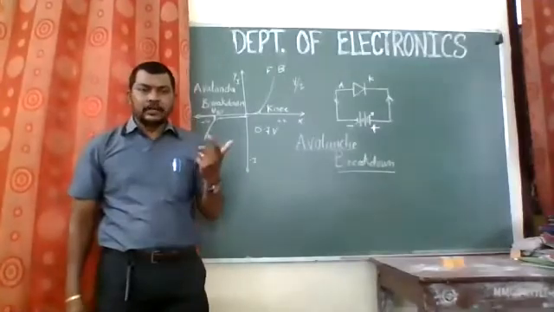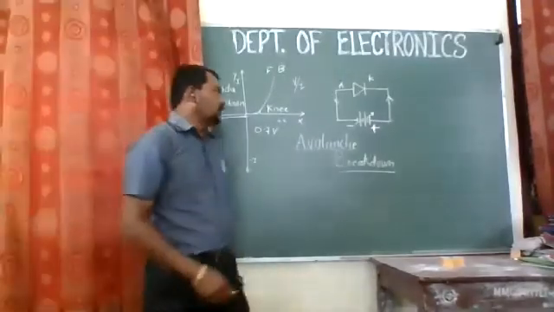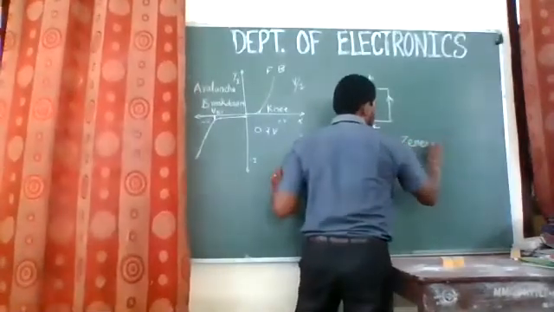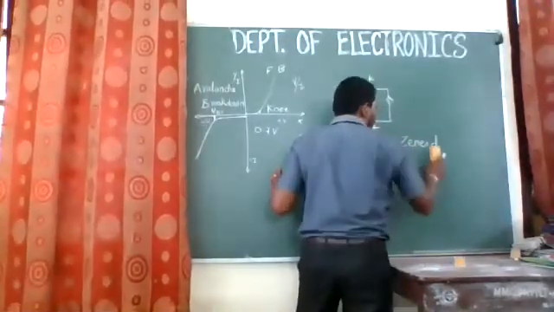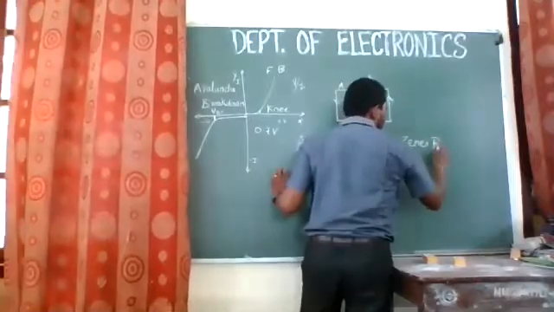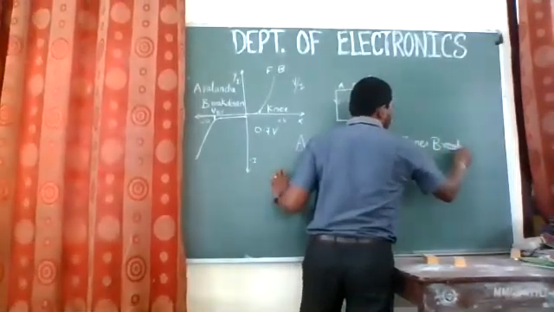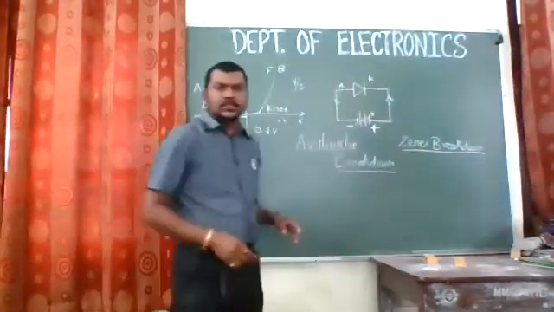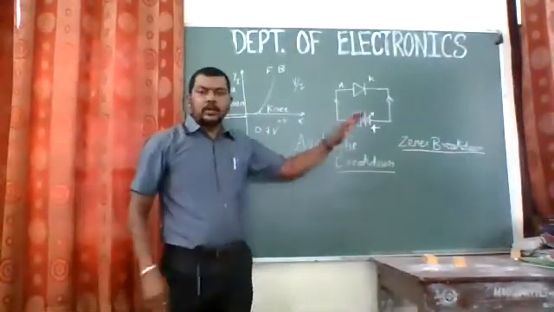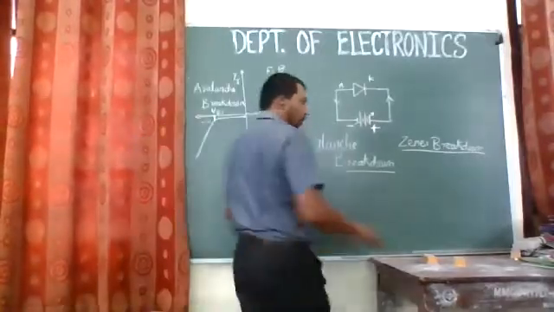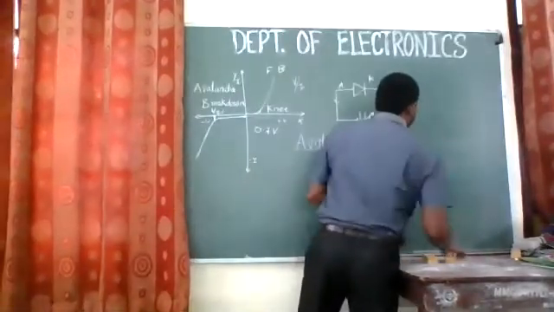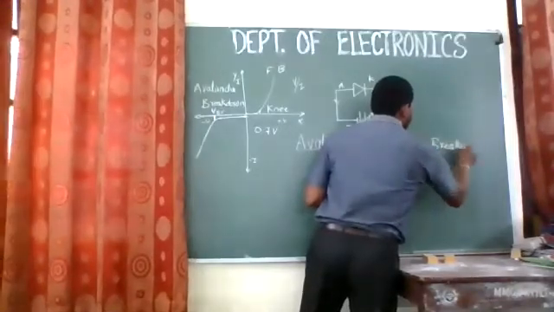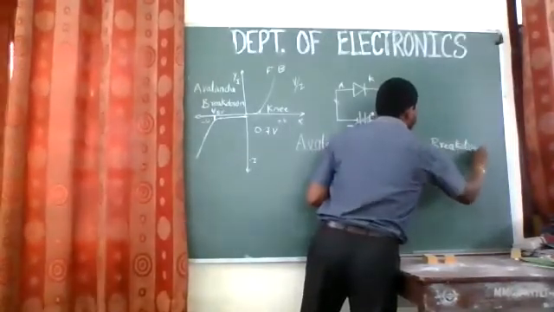Now, what is Zener breakdown? Zener breakdown actually happens in a Zener diode, so we call it a Zener breakdown. There is a question asked every time in the university: what is the difference between the avalanche breakdown and the Zener breakdown? So what is the difference between the avalanche breakdown and Zener breakdown?